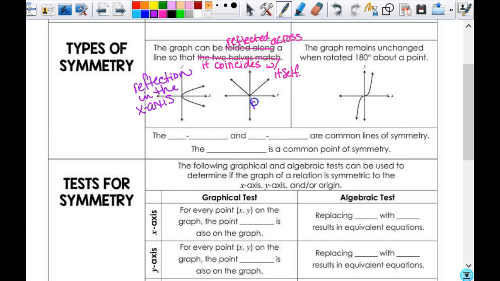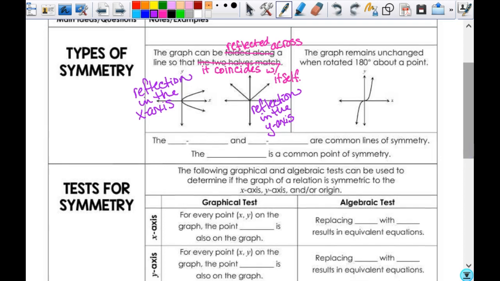This right here is the reflection in the y-axis. So this can be called reflection or line symmetry. You start talking about line symmetry in elementary school, and you probably do start talking about it as a folding, but really that's not what it is. That's a line of symmetry because I can reflect it in that line.